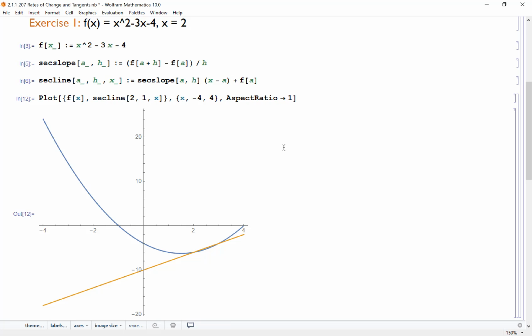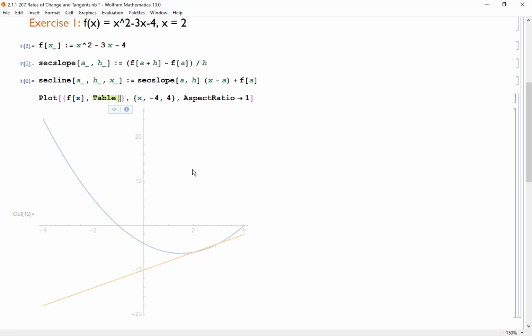But I need all 5 of them. So I guess I could go out and list secant line, secant line, secant line, secant line. An easier way to do that is like this. I'm going to make a table. And so notice I open and close my braces immediately. That way I can keep up with what I'm doing here. Of secant lines, each with an a value of 2, an h value, and an x.